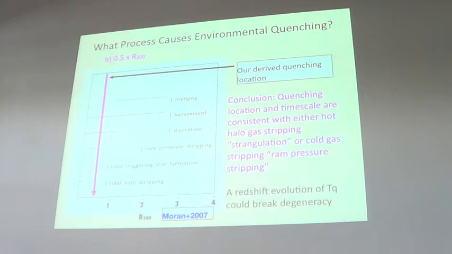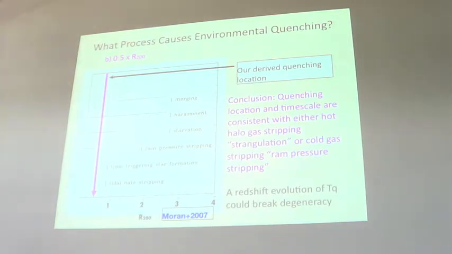What's the process that causes environmental quenching? So the derived quenching location is half of R200. That's here. So our conclusion is that the quenching location and time scale are consistent with either hot halo gas stripping, strangulation, or cold gas stripping, ram pressure stripping. We can't really tell the difference, but we pin it down to those two.